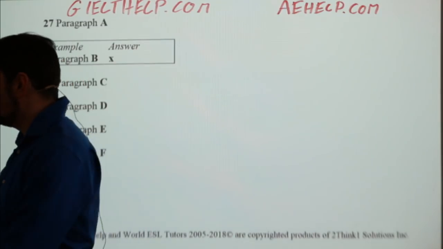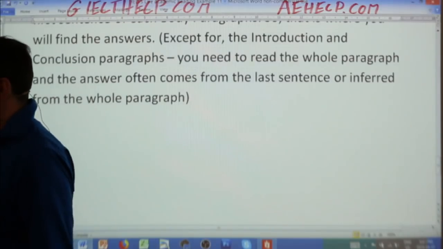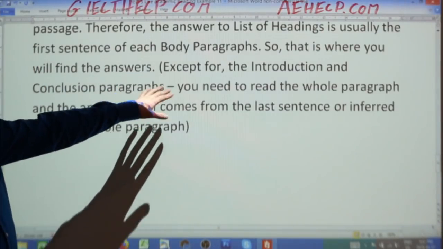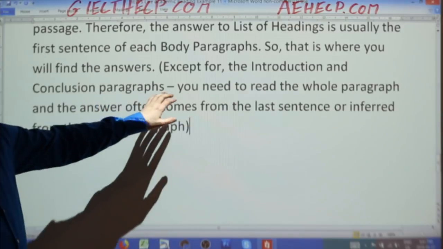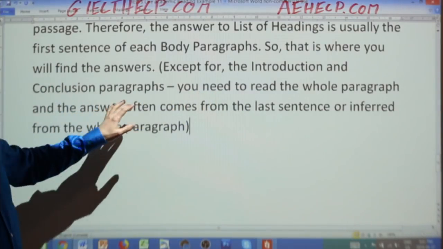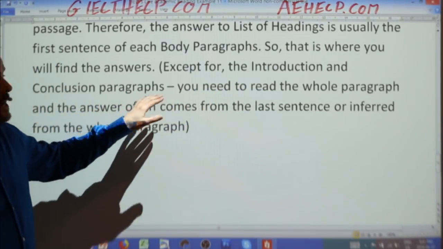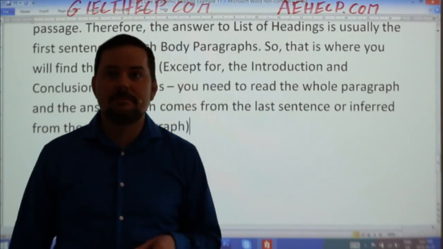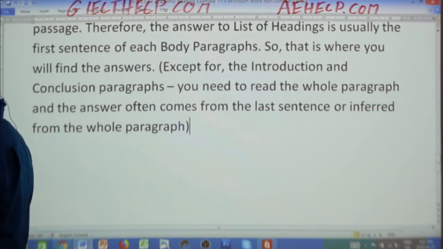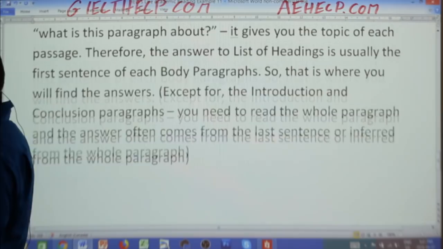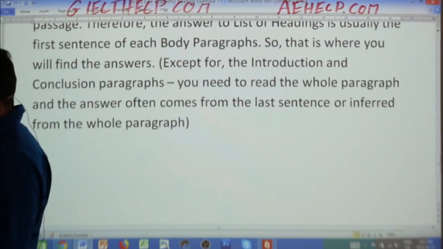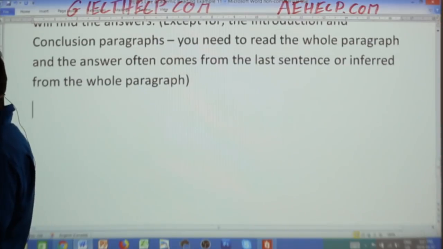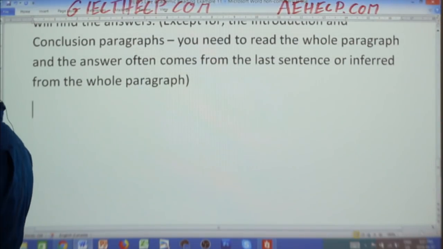So again, make sure you remember this important piece of information and strategy, that for the introduction and the conclusion paragraphs, you need to read the whole paragraph, and the answer can come from the middle or the end, and you might actually have to infer the answer from the whole paragraph. So keep that in mind for list of headings, okay? All right, now for list of headings, they answer the what question, obviously. So if you're looking at an answer that looks like a why, it's probably a wrong answer.